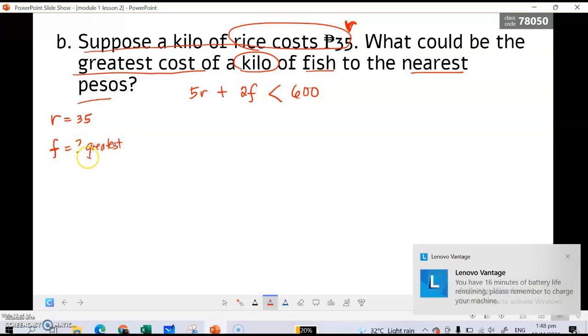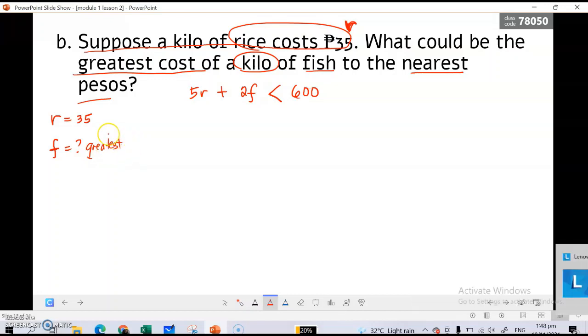So, bakit importante to na ilalagay ko yung greatest? Kasi class, pwedeng ang kilo ng isda na binili niya ay tig 50 lang, tig 120 lang, right? Tig 200 ba? Kasi magle-less than 600 lahat yon, right? So, ang tanong natin, greatest. So, pinakamahal na klase ng isda na posible niyang mabili, na dapat, ang total pa rin ng binayaran niya, less than 600.